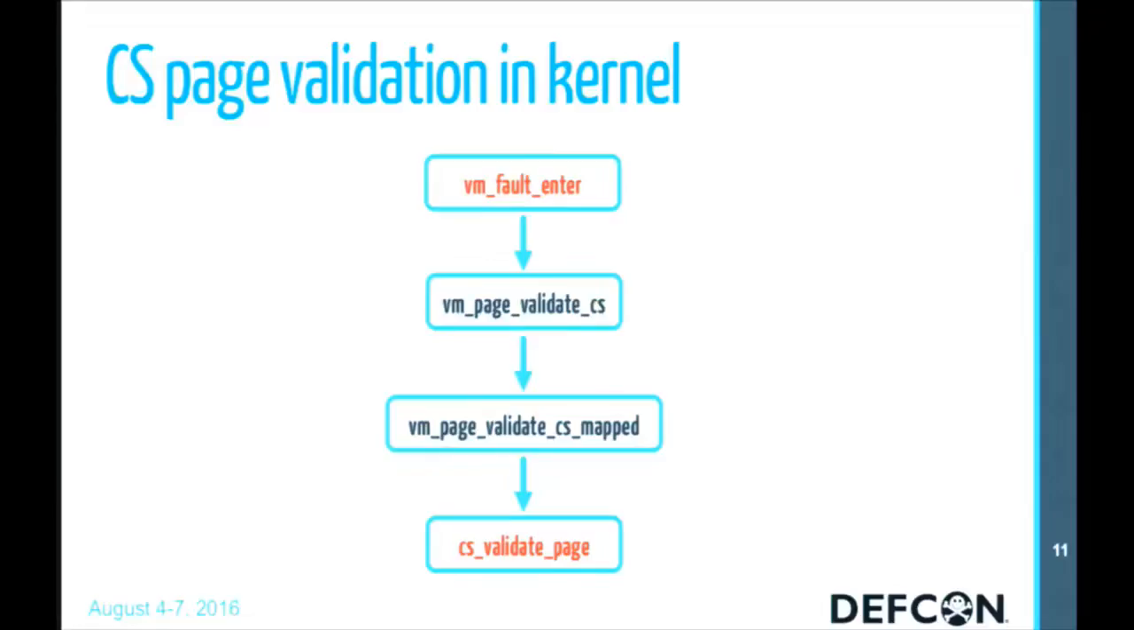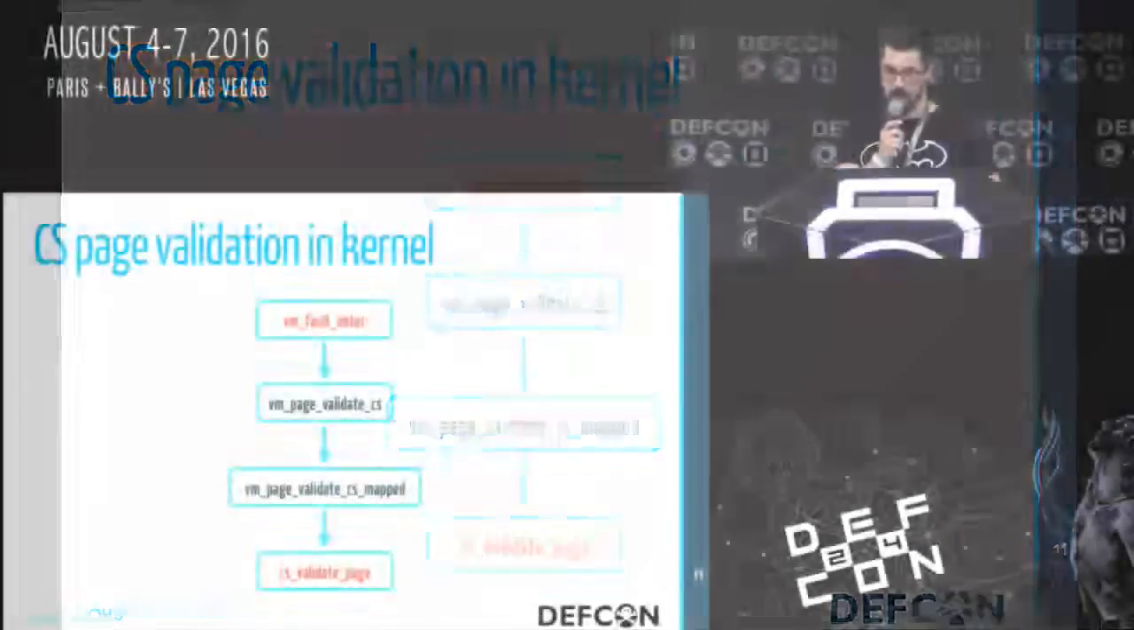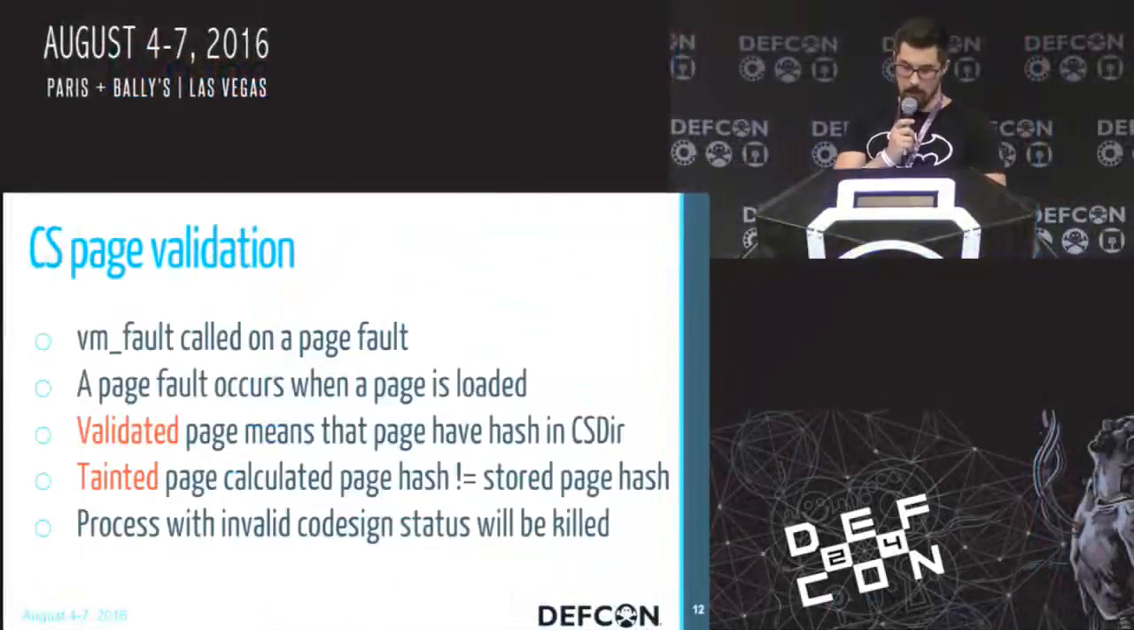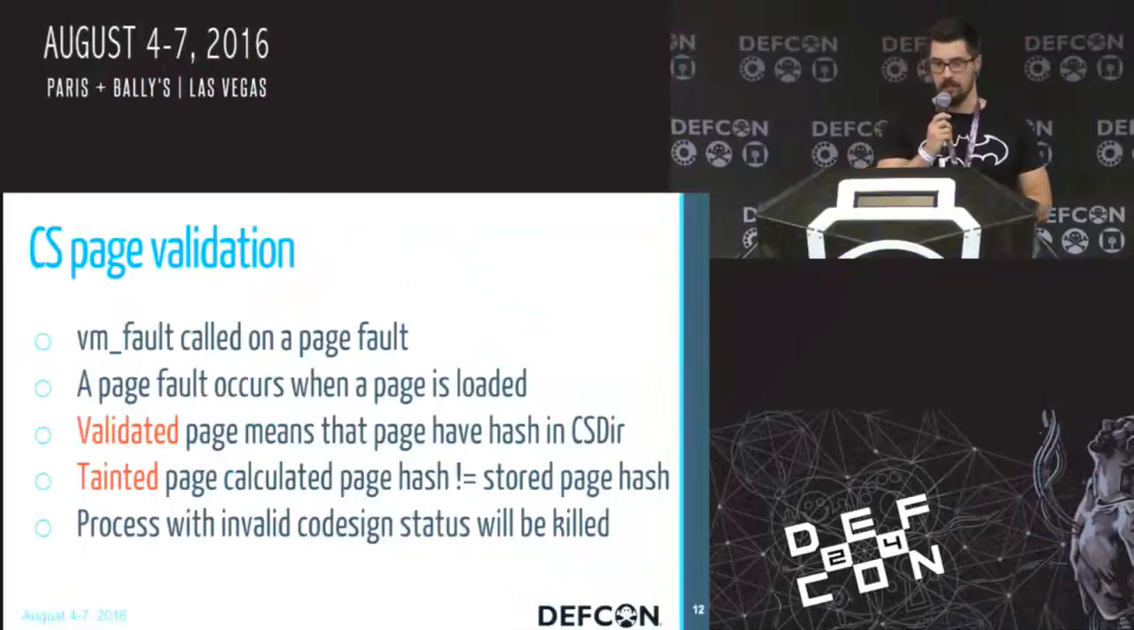So page code sign validation works per page fault. A page fault gets generated on a page load, and VM fault enter gets called. It calls VM page validate CS, which maps the page to kernel space. It calls VM map validate CS mapped, VM page validate CS mapped, and finally CS validate page, which does the actual comparison between the stored page hash and the calculated page hash. More details on page validation.